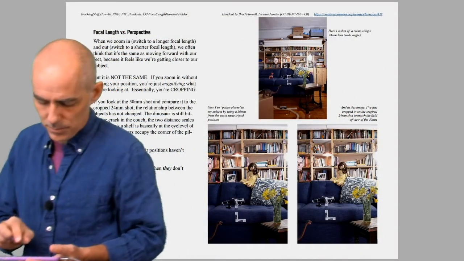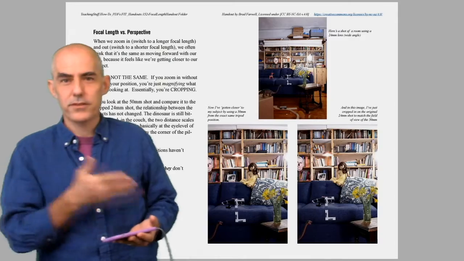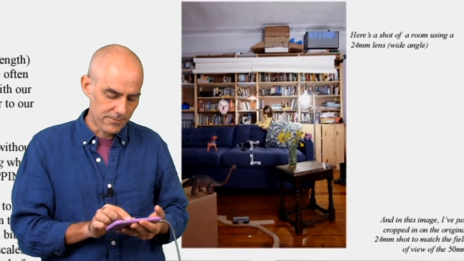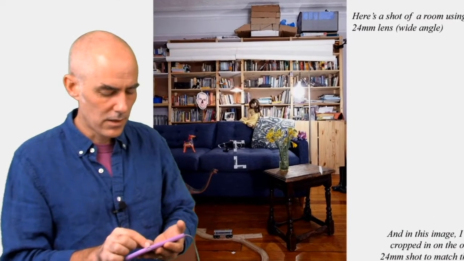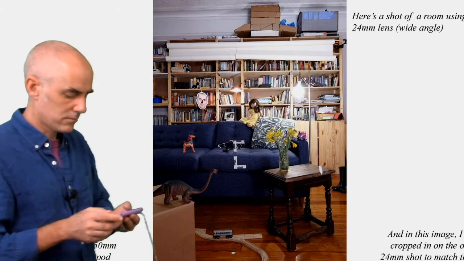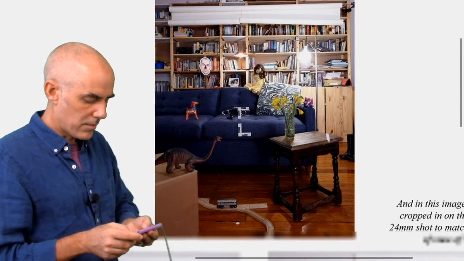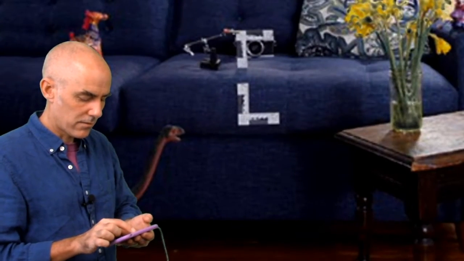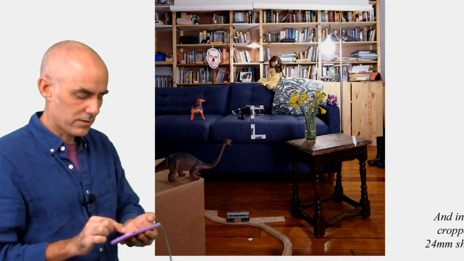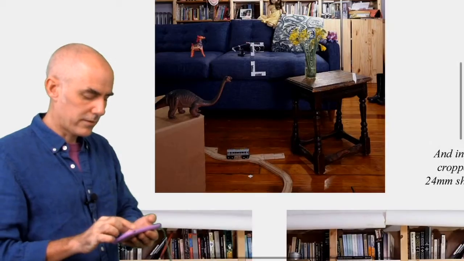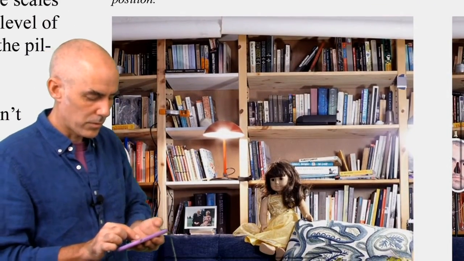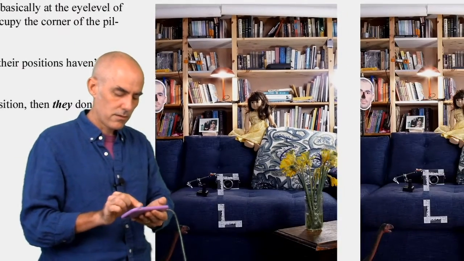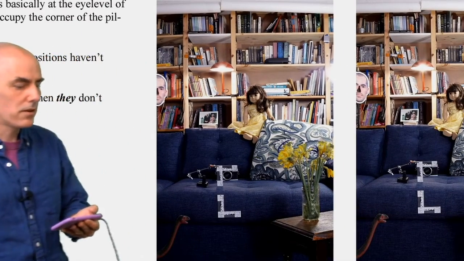So this is back in the PDF. I've set up a scene here and shot of the room using a wide angle lens, right? This is 24 millimeter on there. And you can see there are various objects in there, right? They have sort of particular relationships between them visually as we look at them in the scene. And now I've gone from that 24 millimeter to a 50 millimeter.